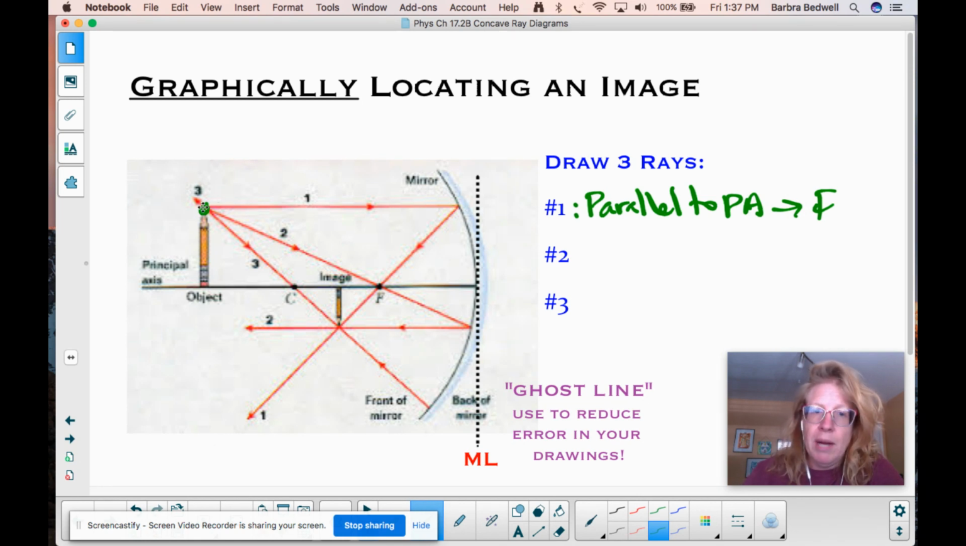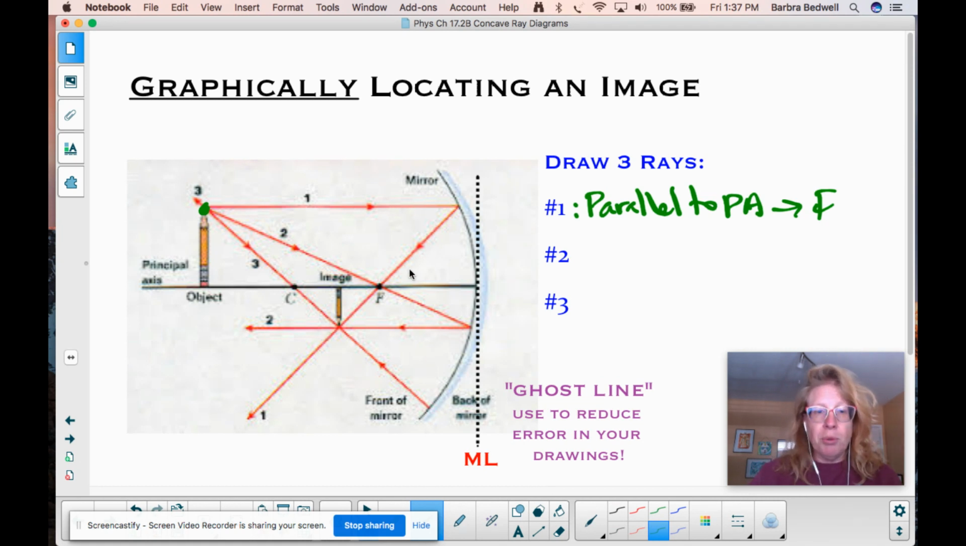So lay your ruler out, make sure that this line and this line are parallel, and if I were you drawing it, I would go all the way to here and then draw it back through there. Go through F that way. Again, in student drawings, that's the way to make them work. I promise. Trust me. So anyway, in parallel to the principal axis and then back through F.